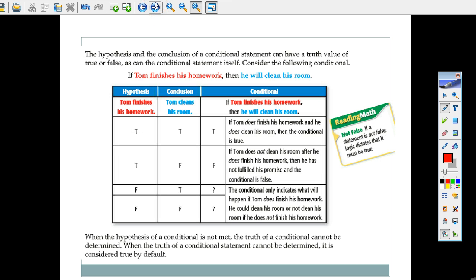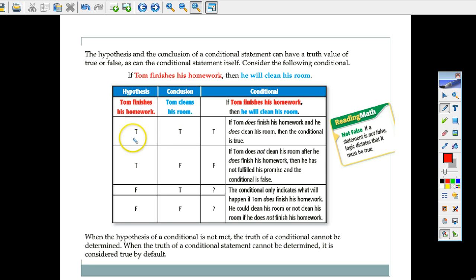The hypothesis and conclusion of a conditional statement can have a truth value of true or false, as can the conditional statement itself. Consider the following conditional: If Tom finishes his homework, then he will clean his room. Okay, so the hypothesis is Tom finishes his homework. The conclusion is Tom cleans his room.